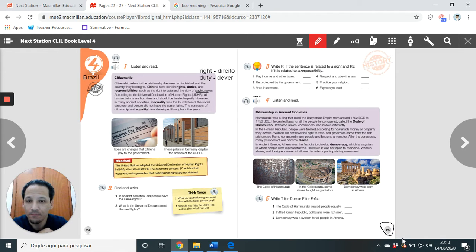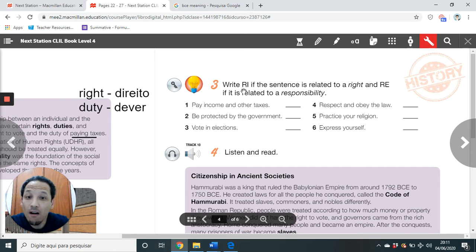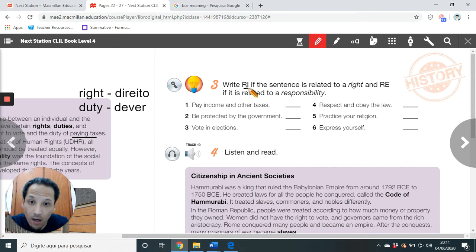Page 25, okay? All right, so please go to exercise number 3. Write RI if the sentence is related to a right, and RE if it is related to responsibility. Então vocês vão escrever RI if it's related, se está relacionado, relacionado to a right, a um direito, right.